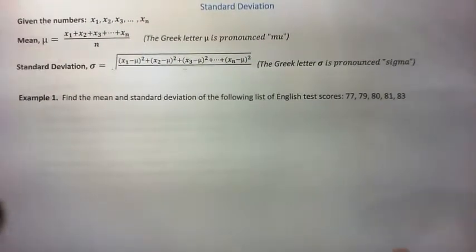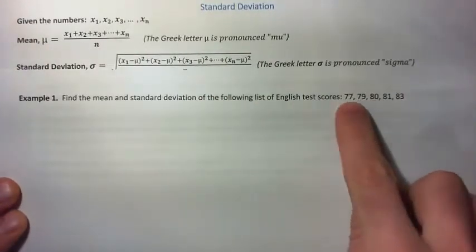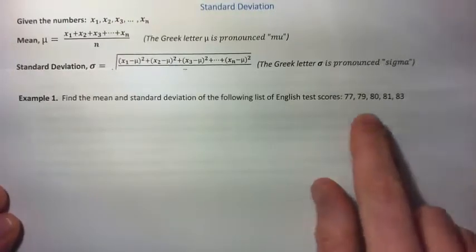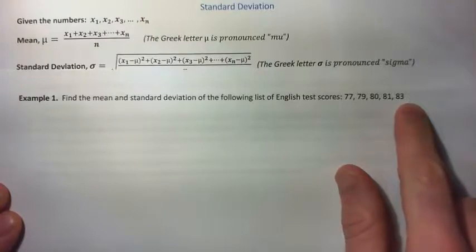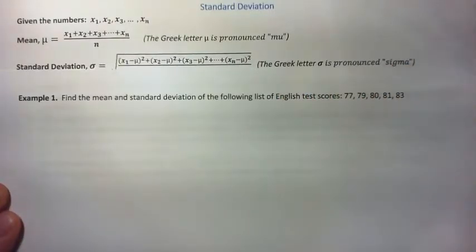Let's say we have a set of test scores in an English class. They're 77%, 79%, 80%, 81%, 85%. So how many scores do we have? 1, 2, 3, 4, 5, for 5 students. 5 scores, 5 students, right?